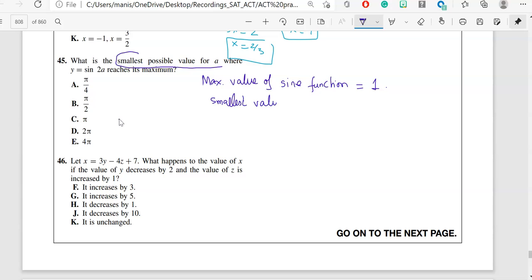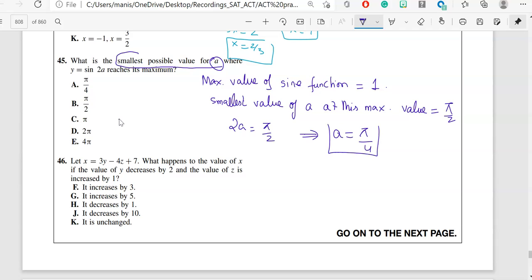The smallest value of A at this maximum value will be equal to pi over 2. So this means 2A is equal to pi over 2, and the question says find the value of A. So I will divide both sides by 2, and it gives me A is equal to pi over 4. So do we have any answer choice? Yes, option choice A is the correct answer choice for this problem.